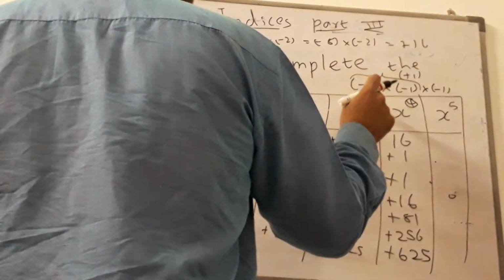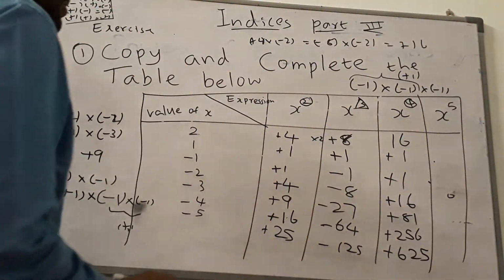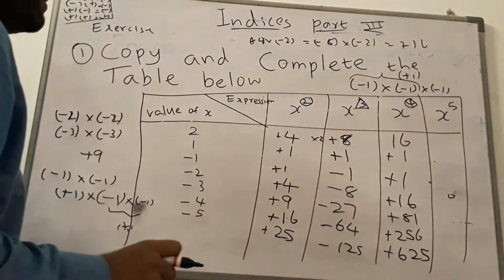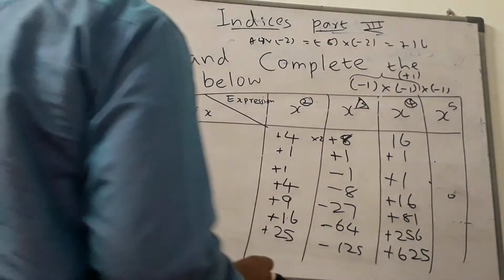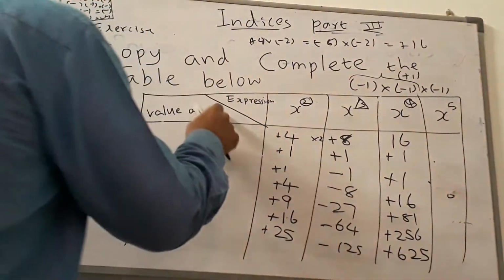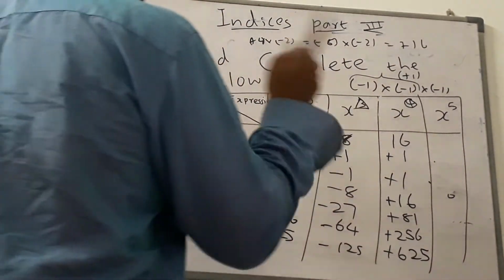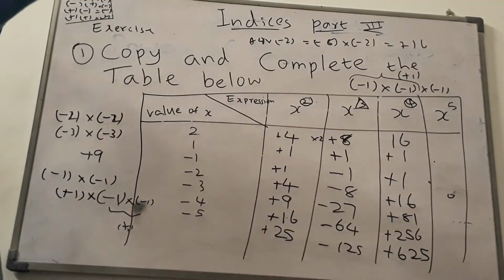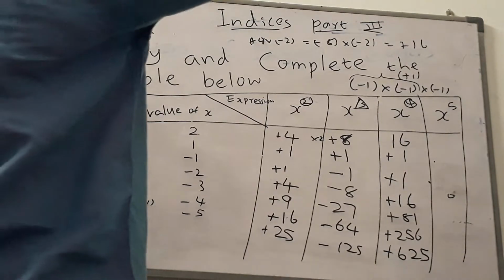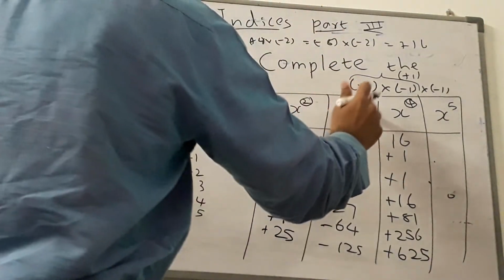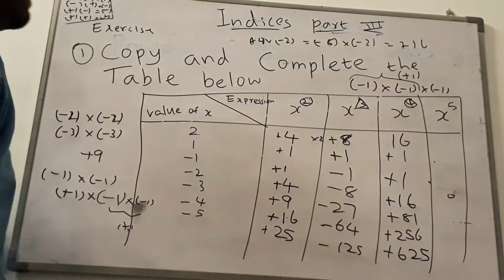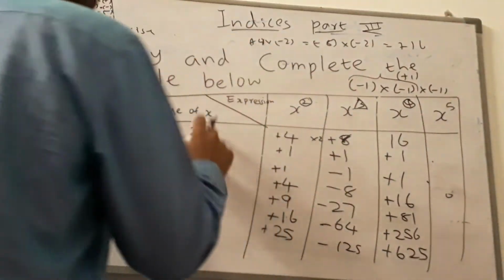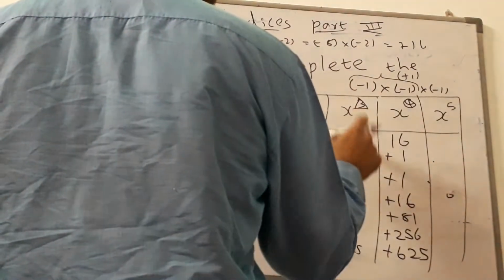Now, if it is odd powers of negative numbers, the values are negative. So minus 1 to the power 1 means minus 1, same as minus 1 to the power 3, which also means minus 1. Minus 2 to the power 1 means minus 2, minus 2 to the power 3 means 8, and that is minus 8. That should be minus. Why? The power is an odd number. 2 times 2, 4, 4 times 2, 8, 8 times 2, 16, 16 times 2, 32.